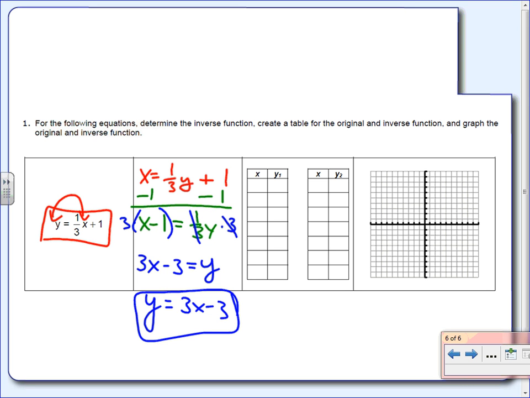So what's going to happen if I graph these two on the graph paper? What am I going to see? A reflection across the y equals x. What am I going to notice in the tables? We're going to notice that the x and y values are switched. Okay? So we're going to stop with the notes there. That doesn't mean we're done though.